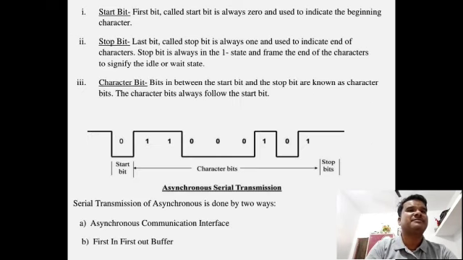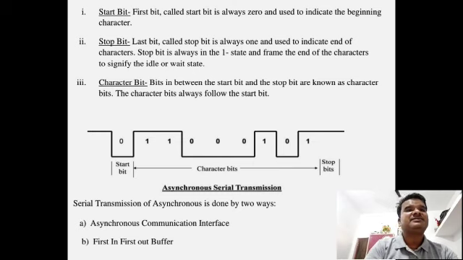What is the start bit? The first bit is called the start bit. It is always 0 and is used to indicate the beginning of the character. Second is the stop bit. The last bit is called the stop bit. It is always 1 and is used to indicate the end of the character.